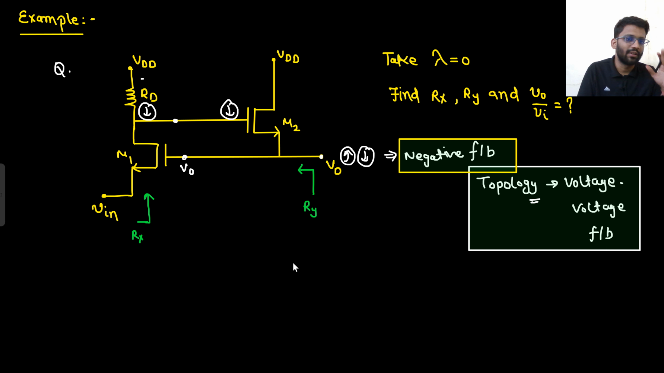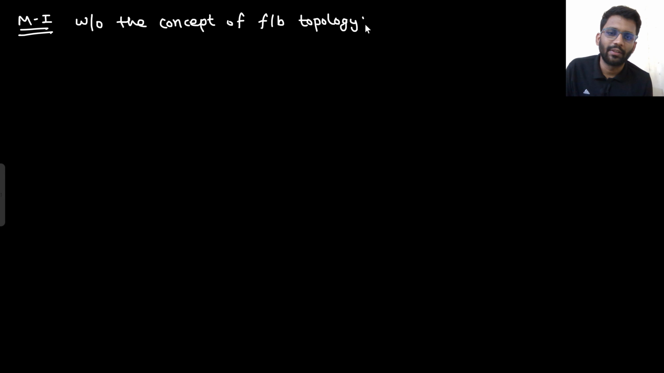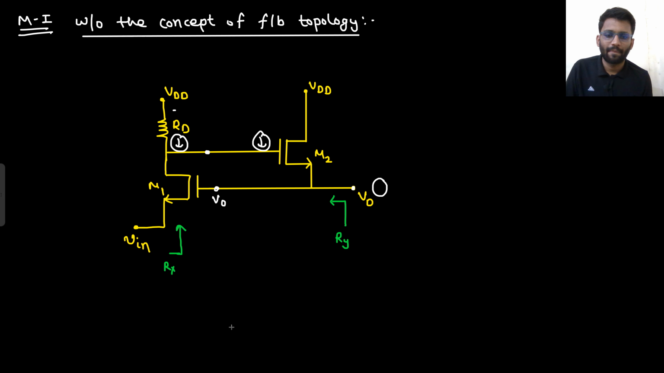Now how a general student would have solved it if he is not thinking about feedback topology, and in the examination I'm pretty sure no one is going to think about feedback topology, so he will be directly solving it. So let's see how we will solve it directly. Okay, so I will copy this circuit. I am writing method 1, without the concept of feedback topology. Let's not remove Rx and Ry.